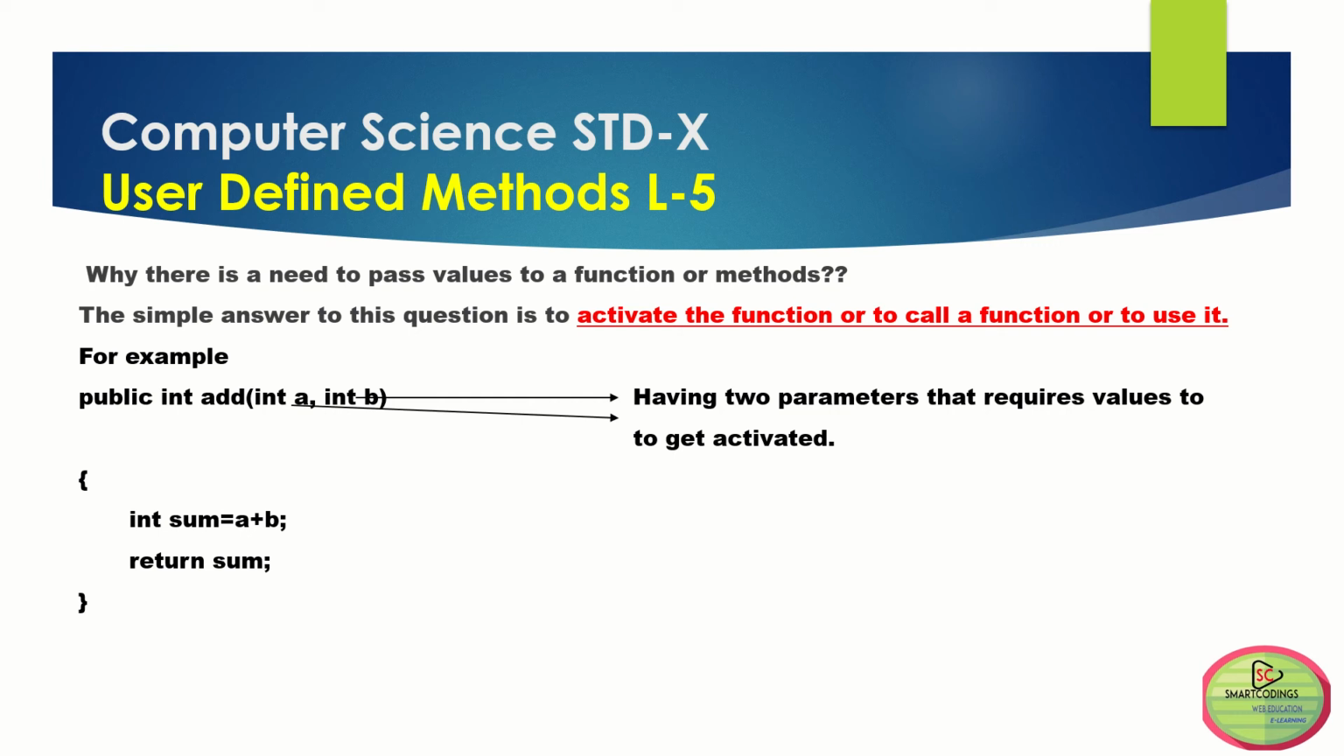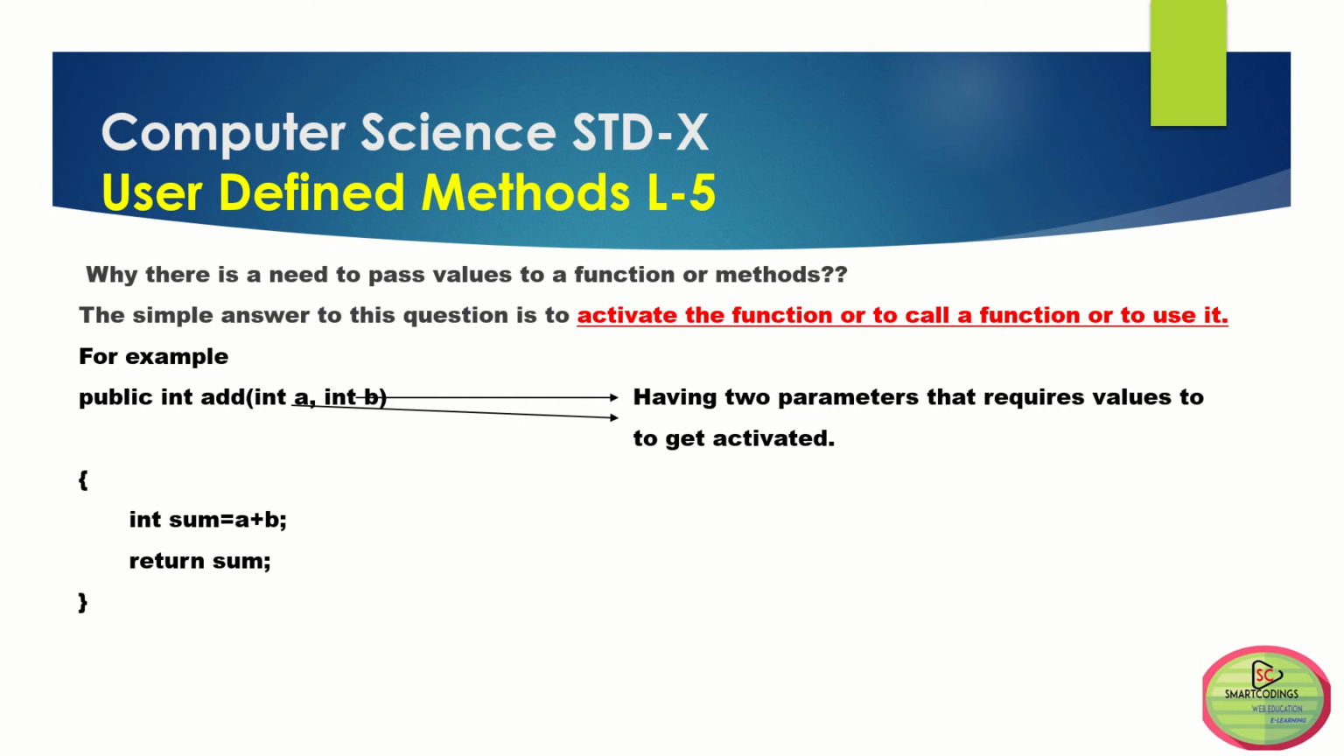So there is a need to pass values to a function to activate the function, or to call a function, or to use a function. In this function add, it has two parameters that require values to get activated. With a very clear diagram and programming examples with arrow highlights, I have shown you clearly what is actually happening here. So the first slide, I think, students, it's clear. If not clear, do comment which section or which part of the topic is not clear. I will be clarifying in the next video series.